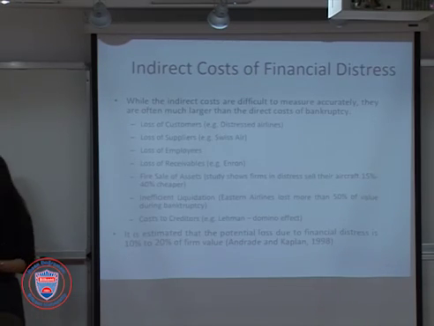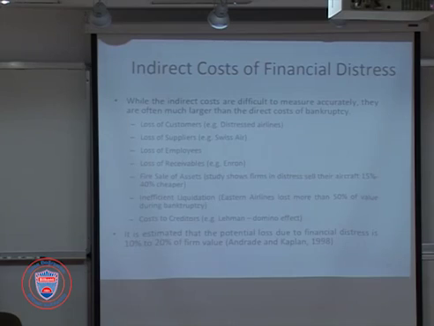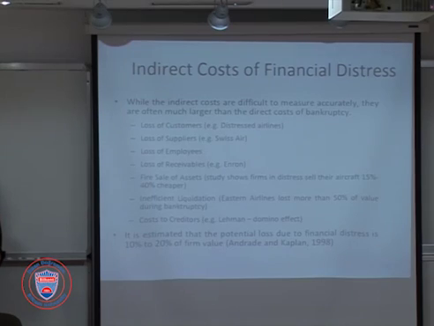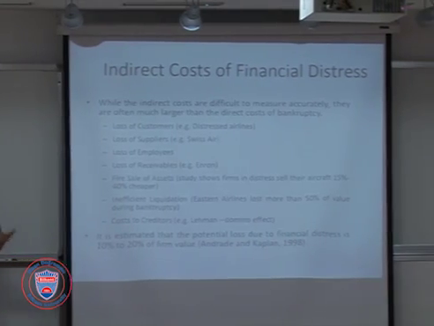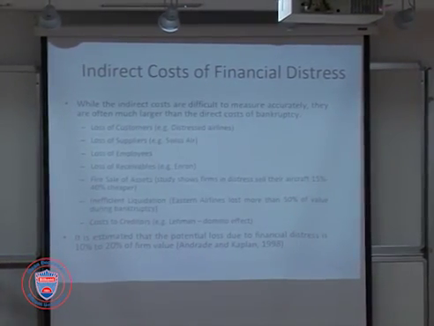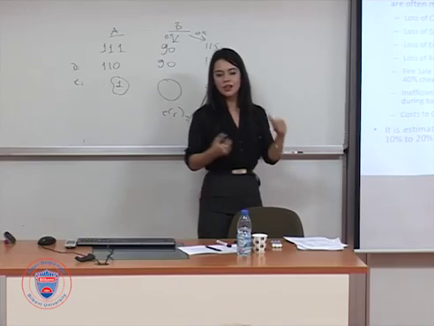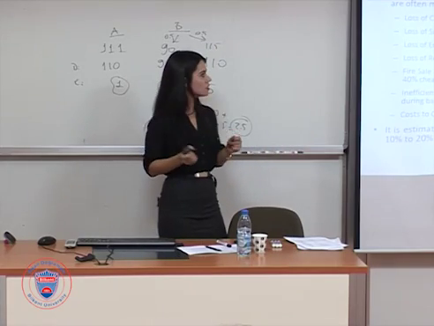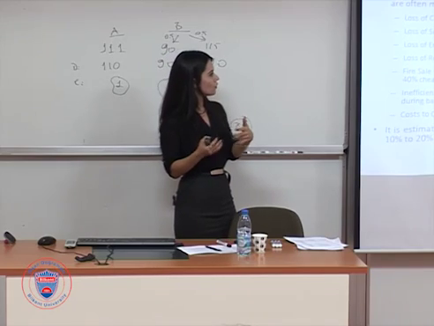Okay, let me give you a little bit more examples on indirect cost of financial distress. So we said, of course, it's very difficult to correctly measure the cost of bankruptcy. With direct costs, it's easy. How much money you pay to legal and professional services, it's easy. For indirect costs, it's more difficult. But let's look at a couple of things.